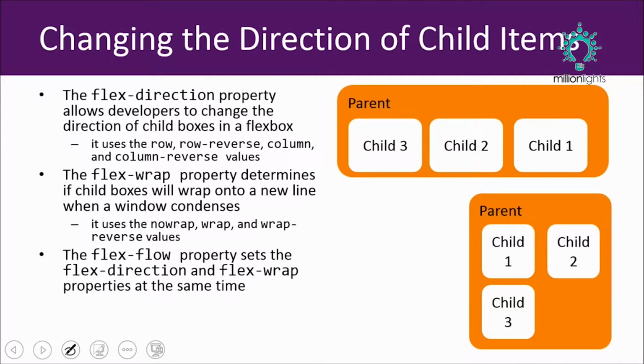The flex wrap property, which is shown here, makes the third child drop down a line if the screen size shrinks, from left to right in this instance. We can do that with the wrap value. The flex flow property sets the flex direction once again, and the flex wrap properties at the same time. I think when you're getting started, it's really important to use flex direction and flex wrap so that you understand exactly what's happening before you start using the flex flow shorthand, okay?